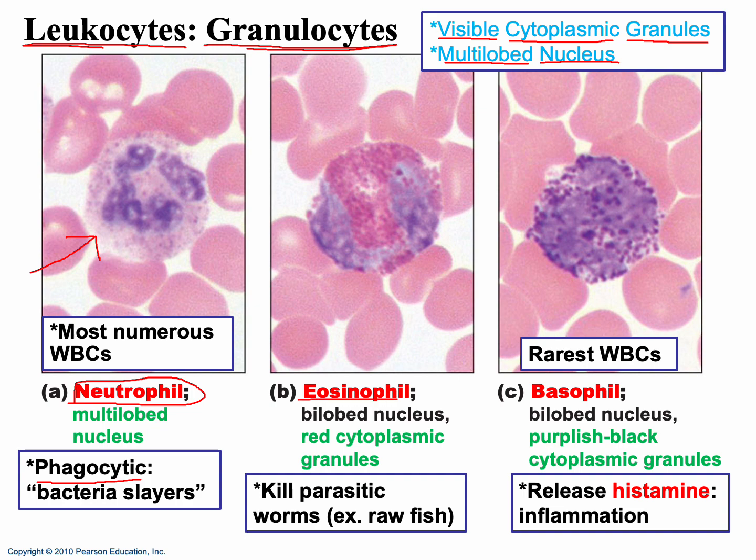All right, next in the middle, we have the eosinophil. So here's our eosinophil right here. You can see more red cytoplasmic granules. And one of the major functions of the eosinophil is that they will go after parasites. They can kill parasitic worms if you're exposed to them. And you can definitely get them if you eat raw fish.